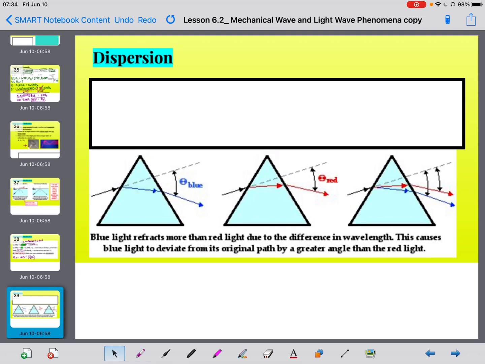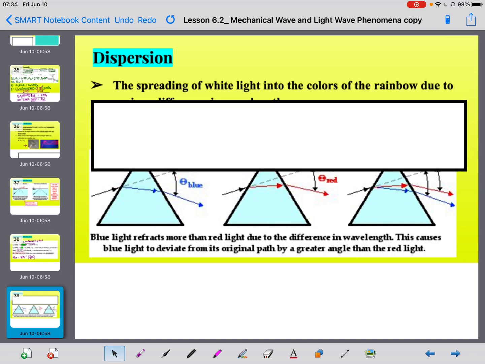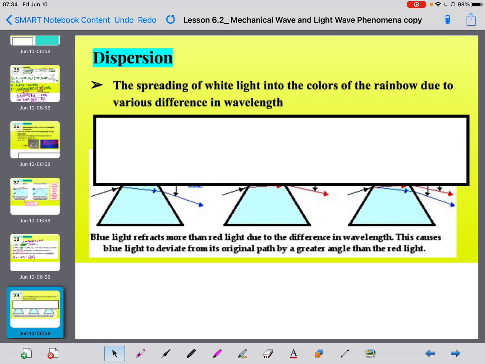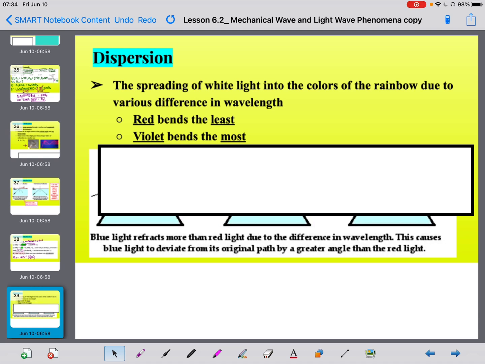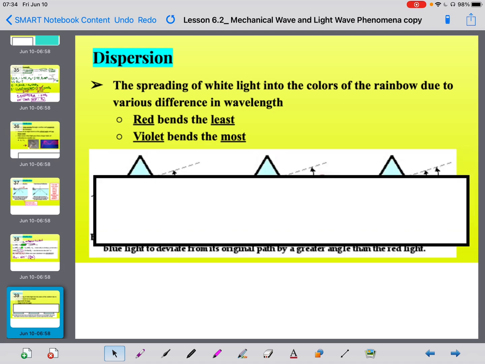Now we're going to talk about this phenomenon called dispersion. So I'm sure you all have seen a rainbow at some point in your lives. So this is the spreading of white light into the colors of the rainbow due to differences in wavelength, okay? The red light is going to bend the least, and blue light, or violet light to be more specific, is going to bend the most, okay?